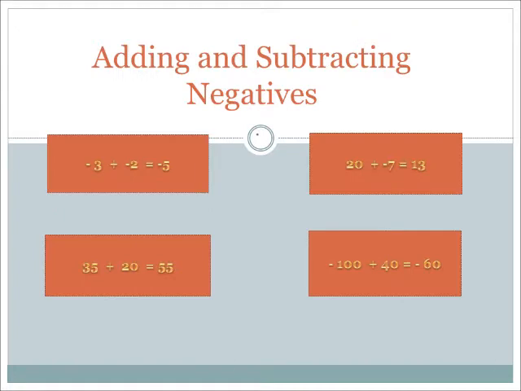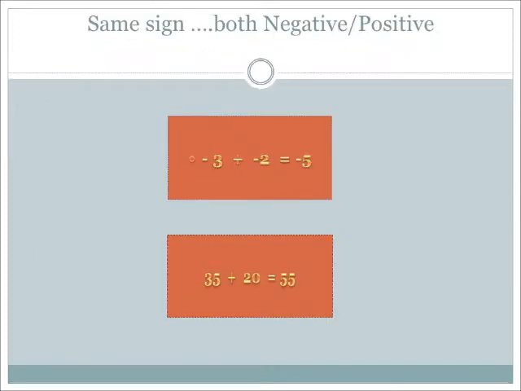Let's look at the original problem and pay attention to the first column. Can you see if you can find any patterns here? Did you notice that in the first problem we had 2 negatives, and in the second problem we had 2 positives? So what rule would you come up with for adding 2 numbers that are either both negative or both positive?